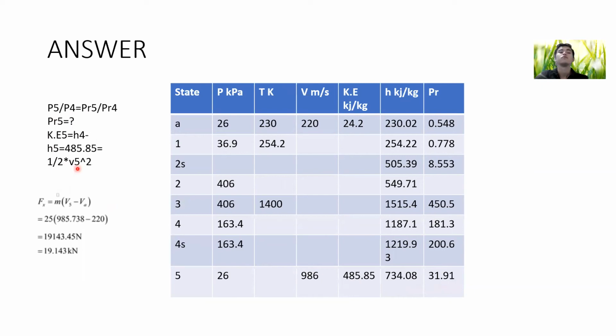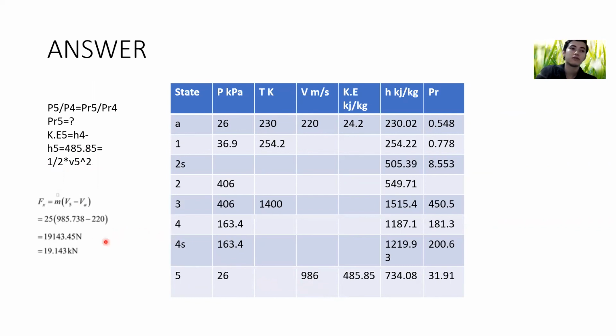After that, we're going to move on to the kinetic energy. To get the kinetic energy of 5, you might ask why, because that will give us the exit velocity. So the kinetic energy 5 is enthalpy 4 minus enthalpy 5, and that will give us 485.85. That's the kinetic energy for 5. And to get that, we're going to put it in the equation, one half multiplied by the velocity squared, and that will give us the final velocity, which is 986 meters per second.